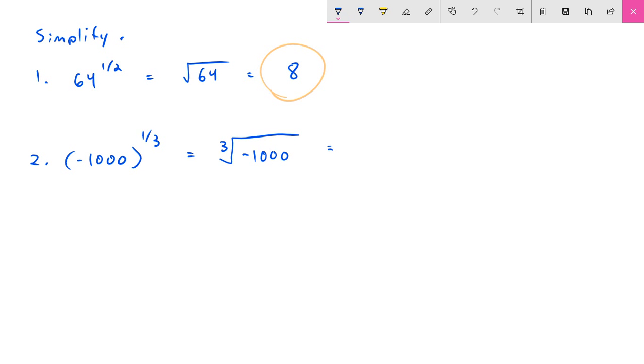And what this is asking is, what is the number that is going to multiply by itself 3 times to give us negative 1,000? And you said? Negative 10. That is the number that fits this equation. So the answer is negative 10. And that's our first 2 examples.